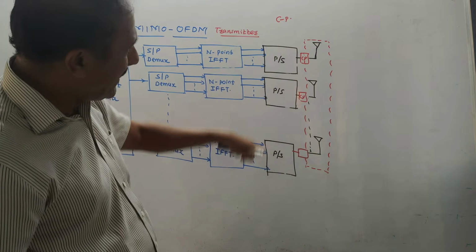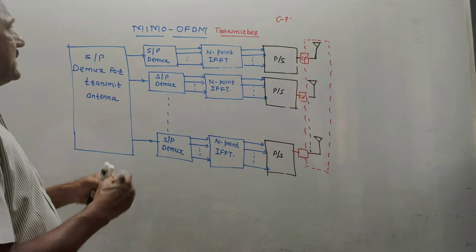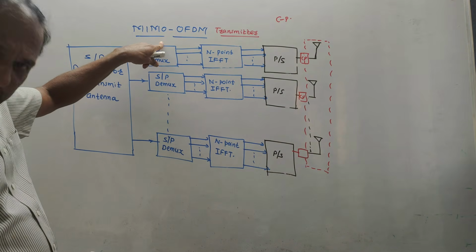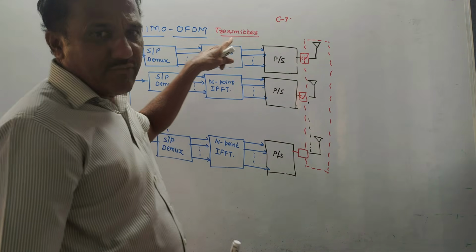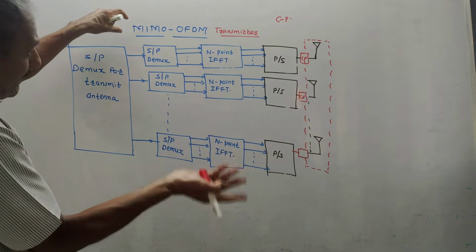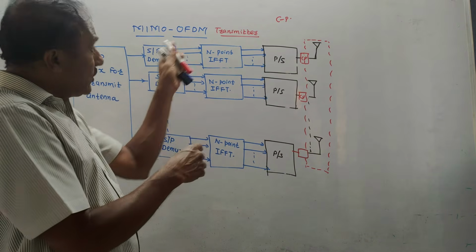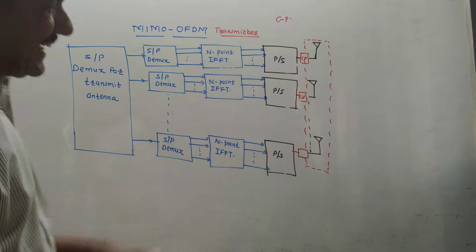The same happens with every block. Basically, what is the concept of this? It is MIMO, multiple input multiple output, as well as OFDM. So it gives you a double advantage: multiple antennas as well as the orthogonal frequency division multiplexing technology.